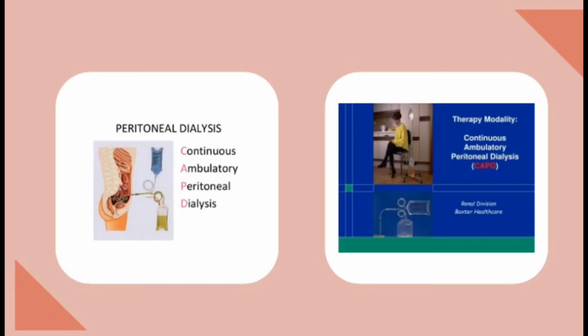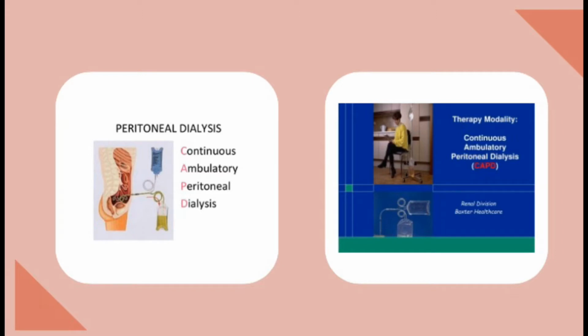There are different types of peritoneal dialysis like CAPD, IPD, CCPD, and TPD. I am choosing CAPD, which stands for Continuous Ambulatory Peritoneal Dialysis. CAPD is suited for patients with average or low peritoneal membrane permeability. It is also for patients who want home-based therapy and who wish to travel.